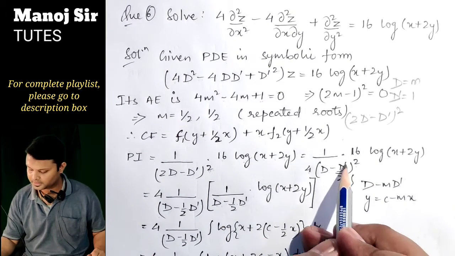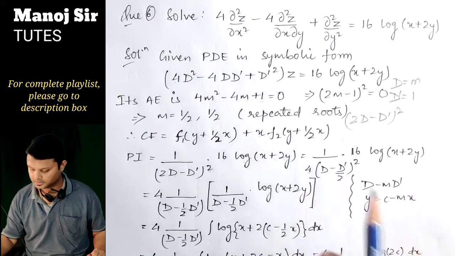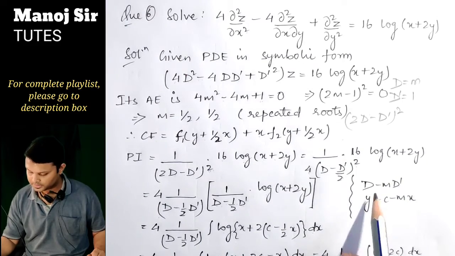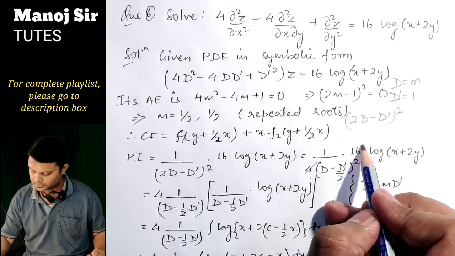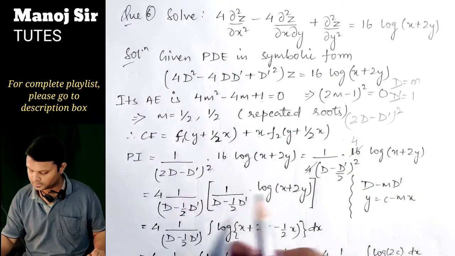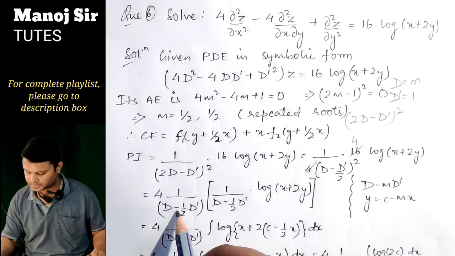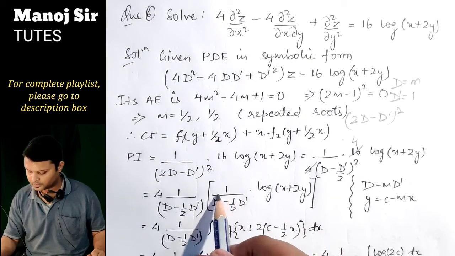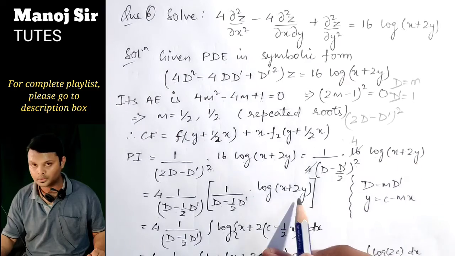So 4 into (D − D′/2) into, okay, that is whole square of this, into 16 of log(x + 2y). Now simply separate this. 4 and 16 cancel, here we have 4. So we have 4 into 1 upon this into this, okay, because here we have a square, so 1 upon (D − ½D′), and within this bracket we will write 1 upon (D − ½D′) into this part, that is log of (x + 2y).